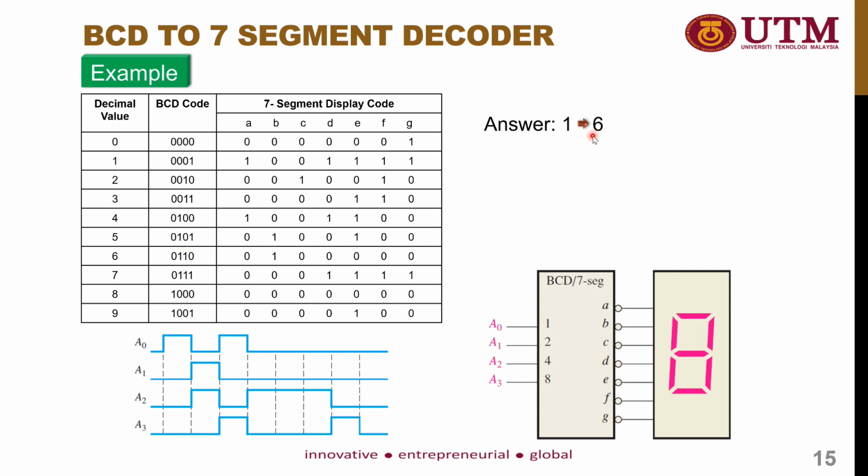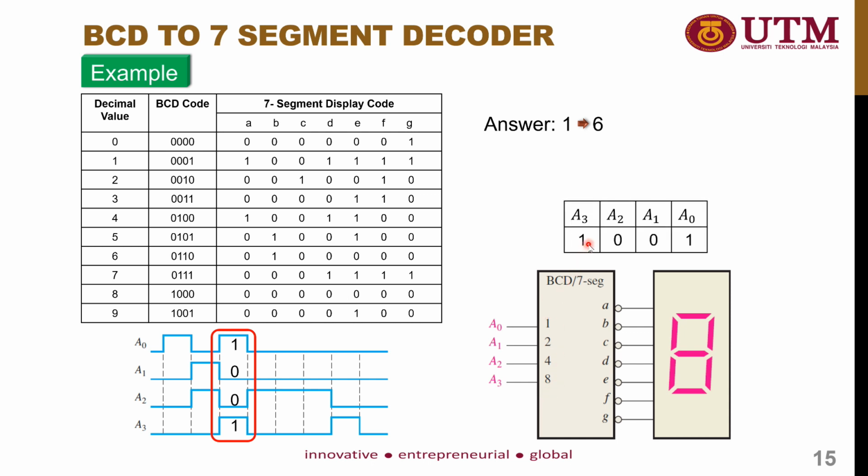Then we go to the next segment, which is 1001. After you determine the correct sequence of the BCD number, you will get 1001, which is from A3 to A0. You compare with the truth table, and 1001 in BCD equals the decimal number 9. So a number 9 will be displayed on the 7 segment display. The answer for this sequence is 9.